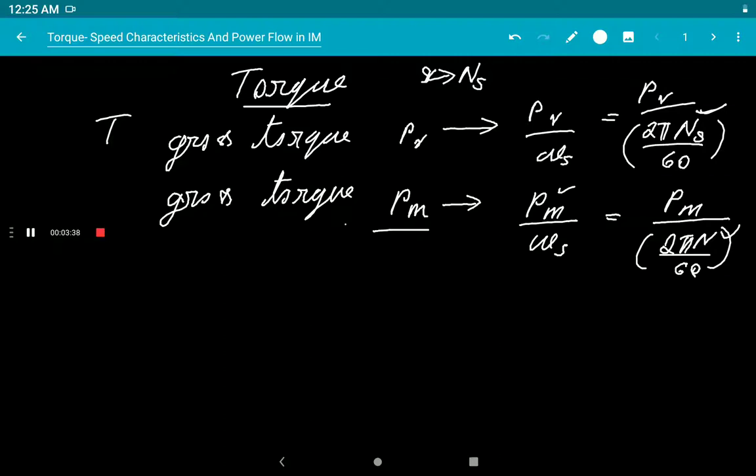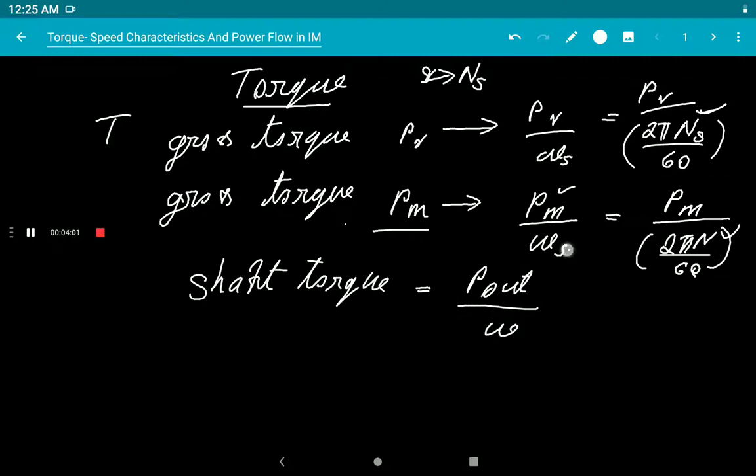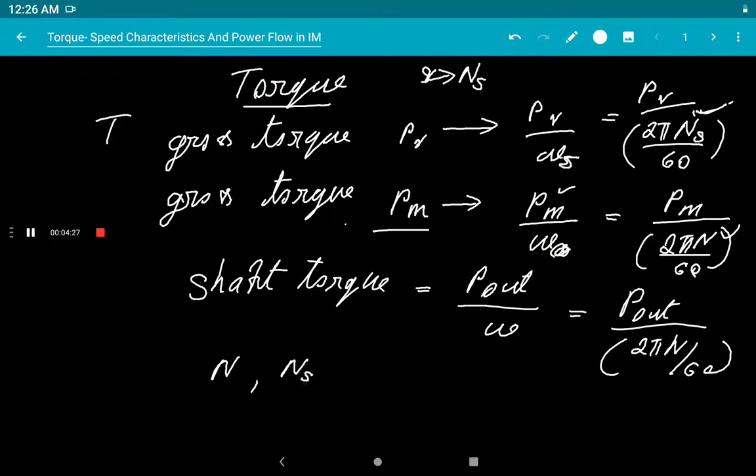But at the shaft there will be frictional and windage losses, and the remaining part is the actual output power. So the shaft torque is less than the gross torque. The shaft torque is equal to the actual output power divided by omega. This is not omega S, sorry, omega S is denoted at synchronous speed, and at rotor speed we denote the angular velocity as omega. So shaft torque is P out divided by 2 pi N by 60, where N is the rotor speed and Ns is the synchronous speed, both in RPM. So this is the torque.